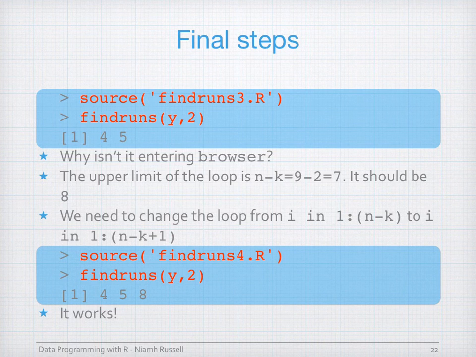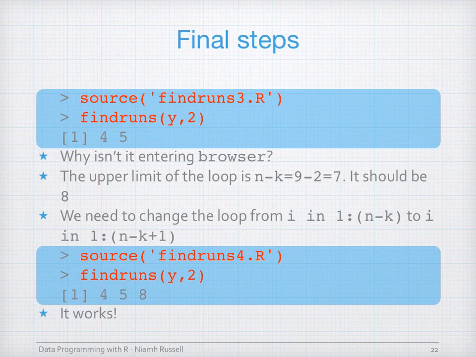So let's call our findruns function with the vector y and length of ones of 2 again, and it goes all the way through and comes out again at the end with the result 4, 5. So it never got to a point where i was equal to 8 because it didn't go into browser at all. But we know that it was meant to go up as far as i is equal to 8 because we wanted to check all the adjoining pairs of the y values. So why isn't it doing that?